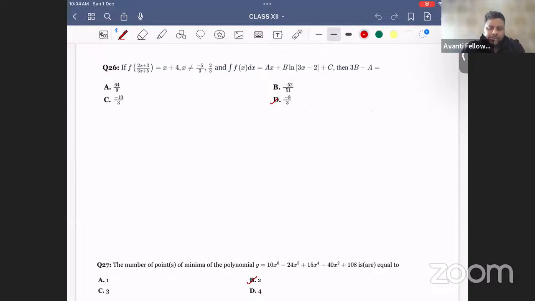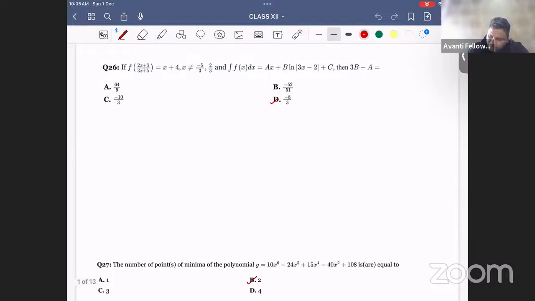So let's talk about it. See, the very first question is f of (2x plus 3 upon 3x plus 5) is x plus 4. See, what do I want? I want x from this. You want x from this, only then we will be better able to integrate it.